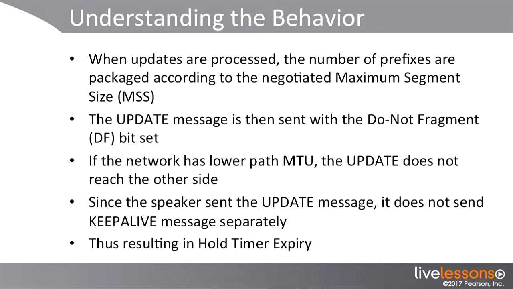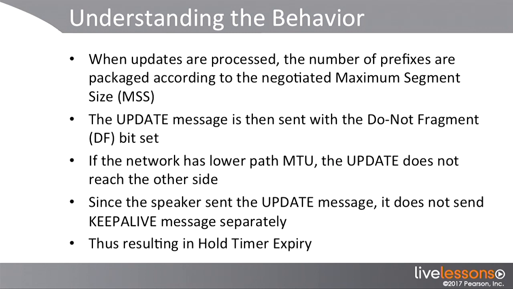What happens is when the updates are processed, the prefixes are packaged up to the maximum segment size that is negotiated between the two BGP peers. The maximum segment size is based on the MTU value between the peers, subtracting the IP header and TCP header, which is 20 bytes for the IP header and 20 bytes for the TCP header. So if your MTU is 1500 bytes, your MSS value will be 1460 bytes.